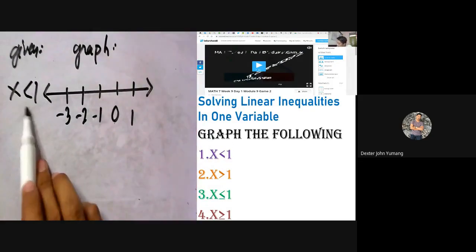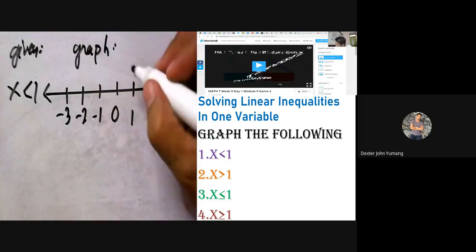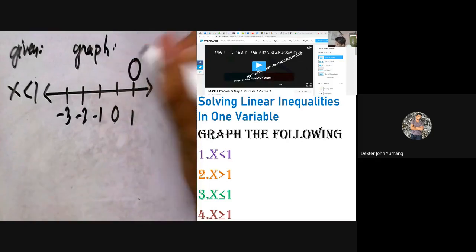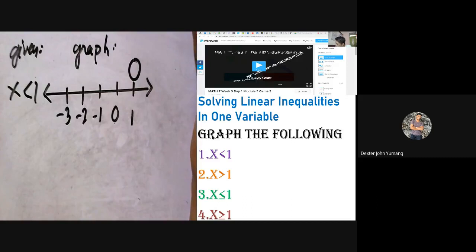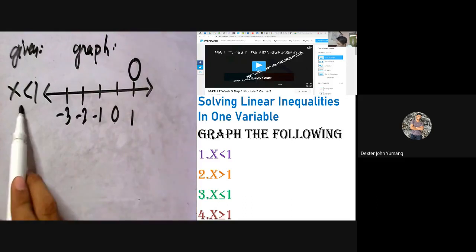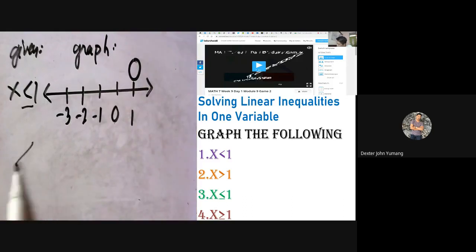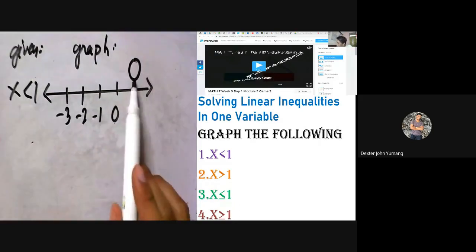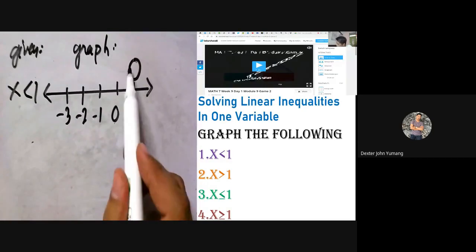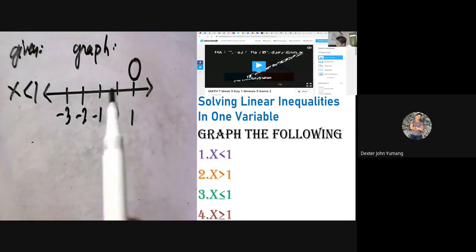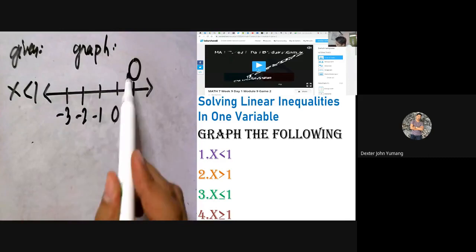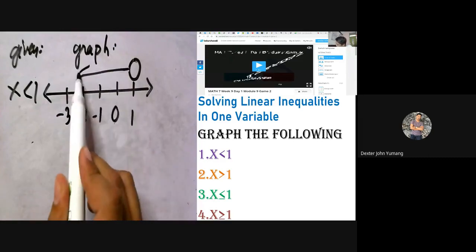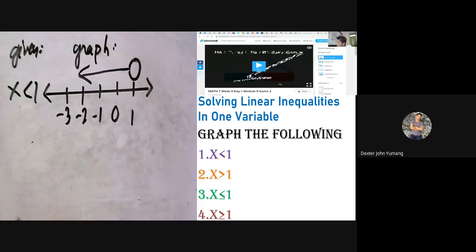Next, less than 1. So focus tayo sa 1. Lagyan siya ng circle sa taas ng 1. Now, kapag walang underline, di ba merong may underline or equal to na tinatawag? Kapag walang underline, make it hollow or open. Hollow lang siya, wala siyang shade. Then, since ang number na mas mababa sa 1 is papunta dito, lagyan dyan ng arrow. Okay? And that is now the answer for the graph of x is less than 1.